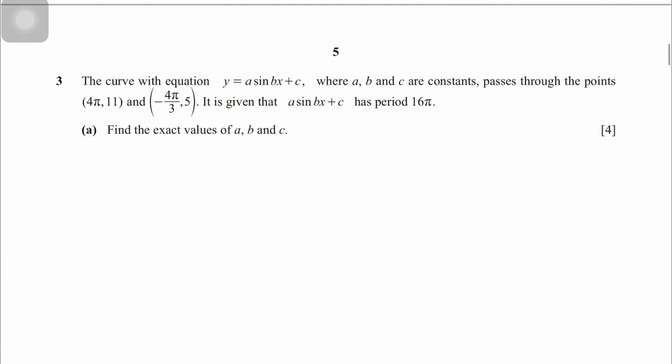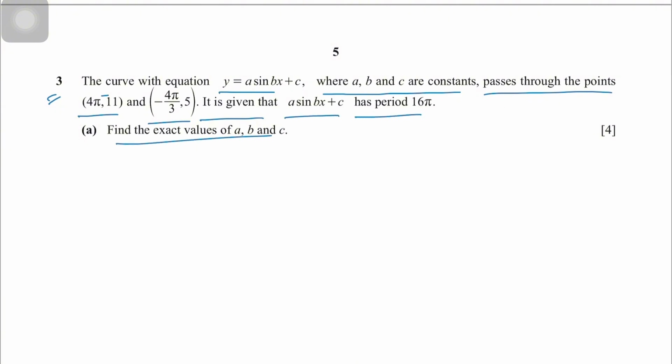Now moving on to question 3. We have the curve with equation y equals a sine bx plus c, where a, b and c are constants, passes through the points 4 pi, 11 and negative 4 pi over 3, 5. It is given that a sine bx plus c has a period of 16 pi. Find the exact values of a, b and c.